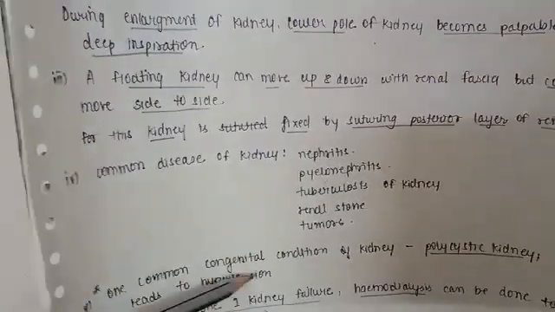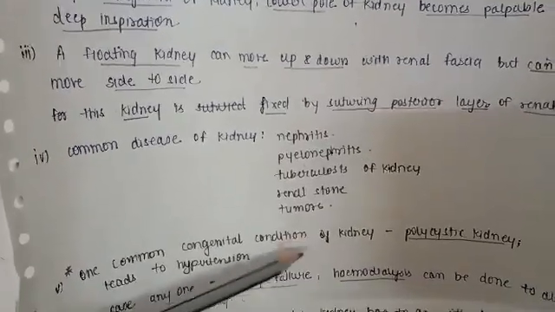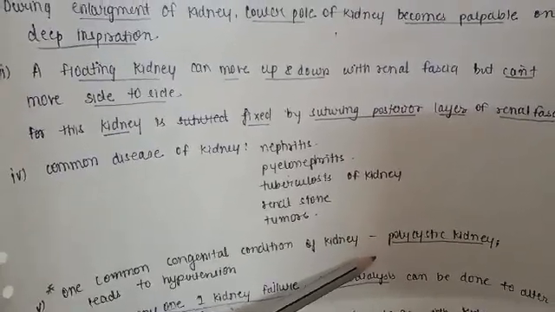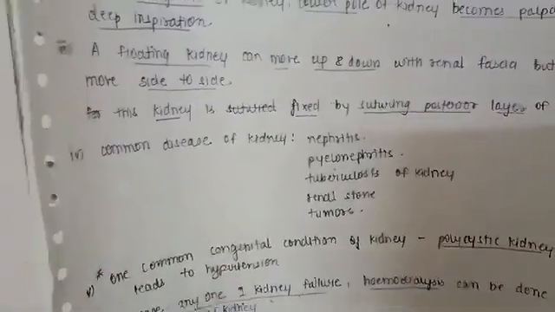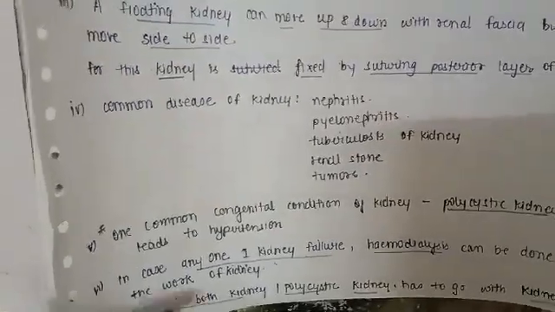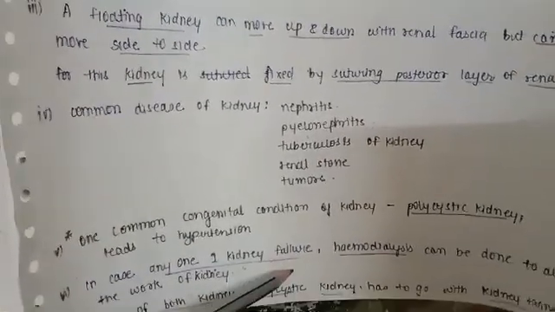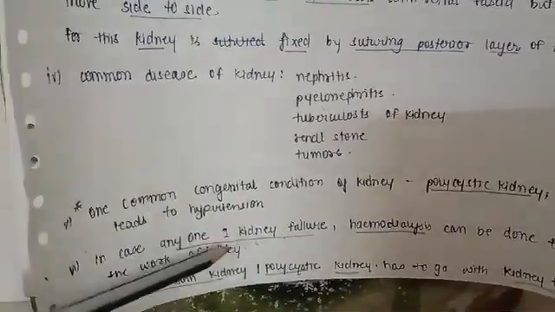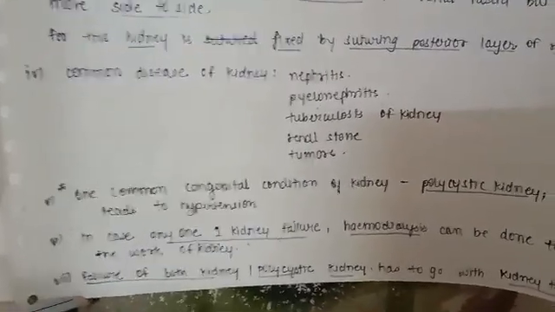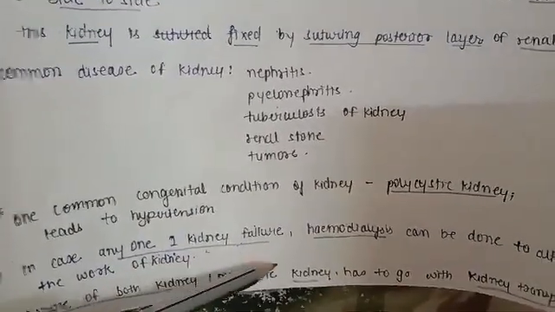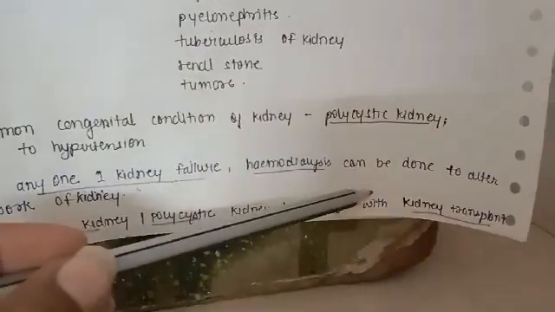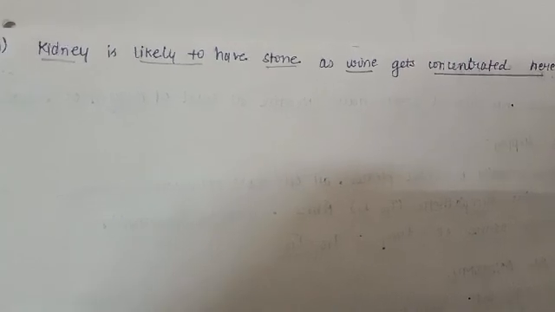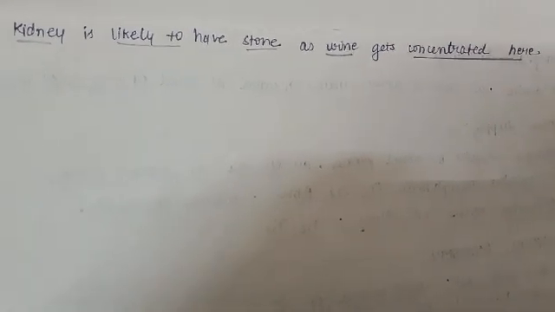One of the most common congenital conditions of the kidney is polycystic kidney. Here there are many cysts forming in the kidney which are uncontrollable. This leads to hypertension. In case of failure of one kidney, hemodialysis can be done in order to replace the work of the kidney. While in failure of both kidneys or in polycystic kidney, we have to go with kidney transplantation. The kidney is likely to have a stone as urine concentration takes place here.